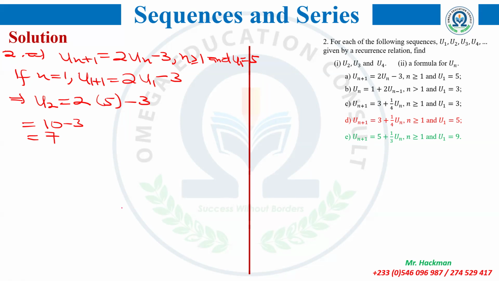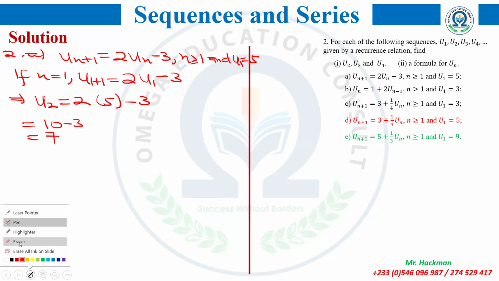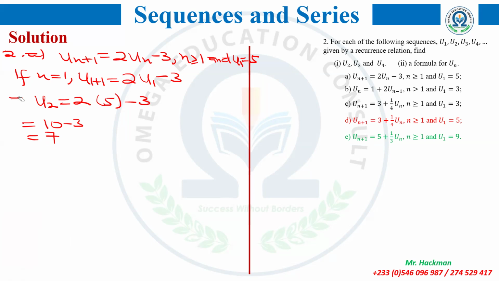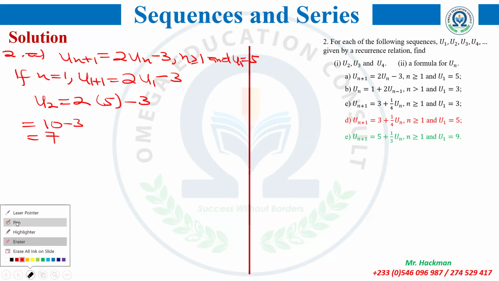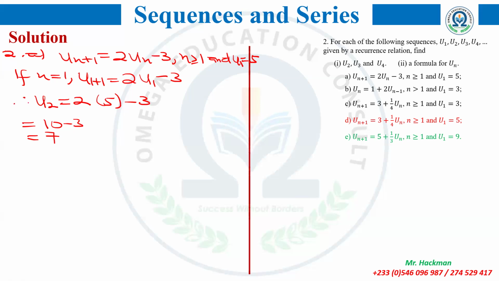At this point, remember, you've not drawn your conclusion. So let me clear this and write there. Now we are matured, we know we are looking for the terms, so that we don't draw our conclusion yet. So let's go for the other one.